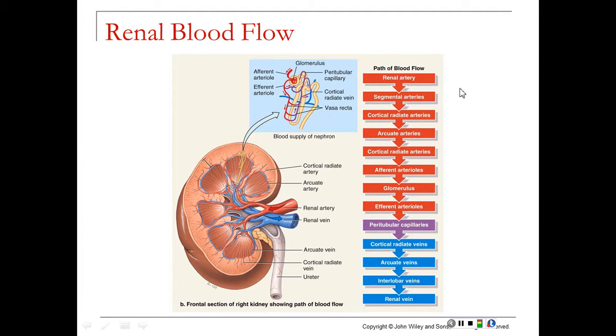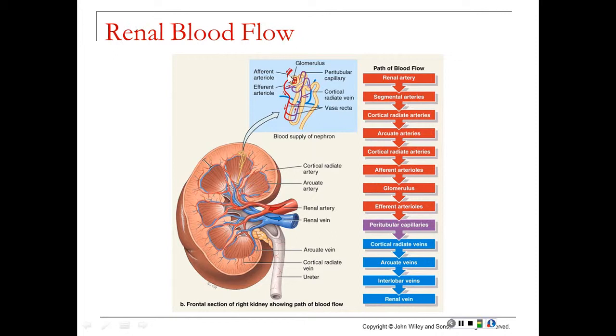So if we take a look at this path of blood flow on this flow chart here, you start off with your renal artery. The renal artery subdivides into the segmental arteries. The segmental arteries are going to branch off into these cortical radiate arteries. Cortical radiate arteries are going to radiate out into the cortex. And then those are going to branch into the arcuate arteries. These arcuate arteries are then going to form, this is a small typo here, you have cortical radiate arteries twice. Shouldn't have that. Those arcuate arteries are then going to go into this glomerulus.